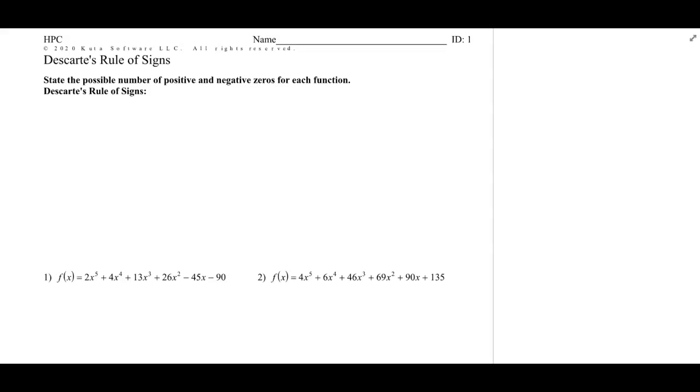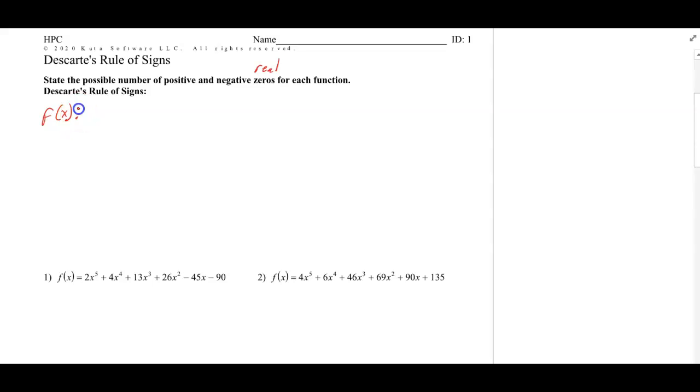Today I want to talk about Descartes' rule of signs. Descartes' rule of signs tells you the possible positive and negative real zeros of a function. Before the invention of the graphing calculator, this was very helpful. If you take a 400 level math class, you may also study this theory.